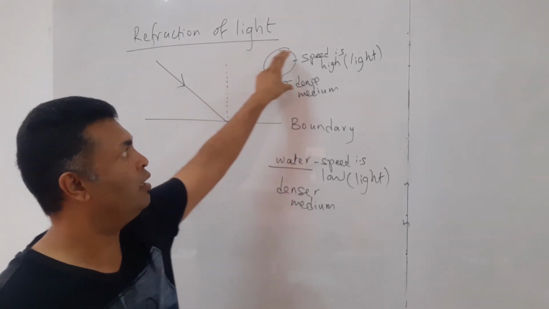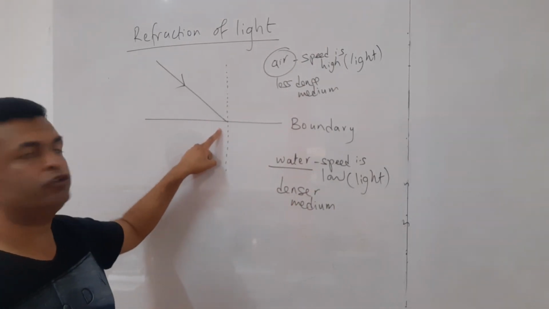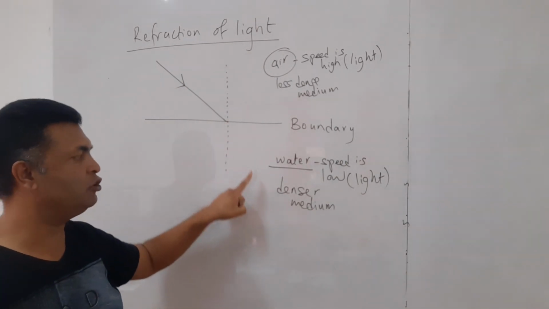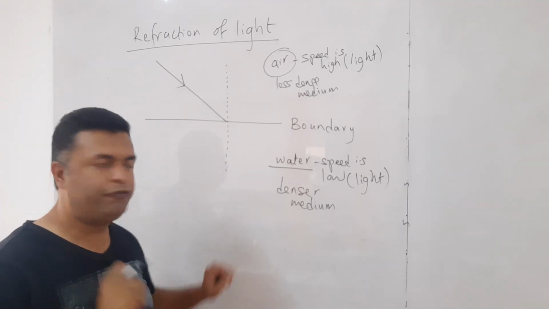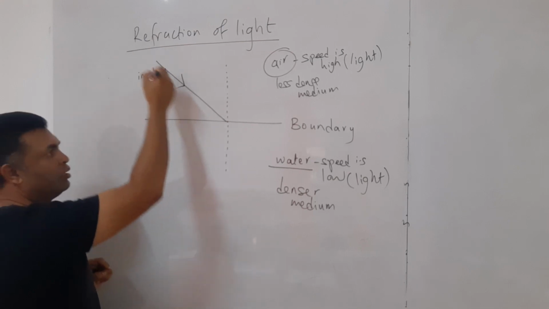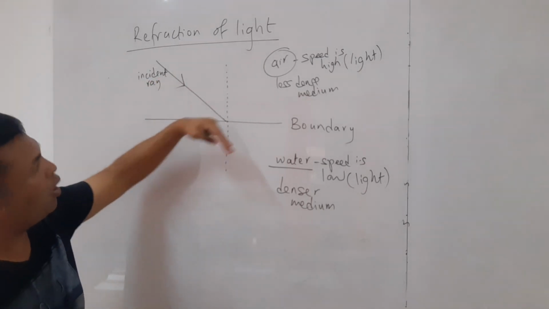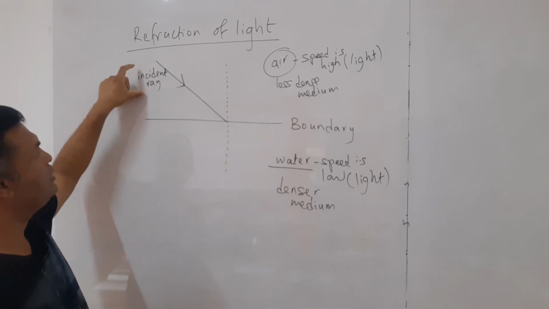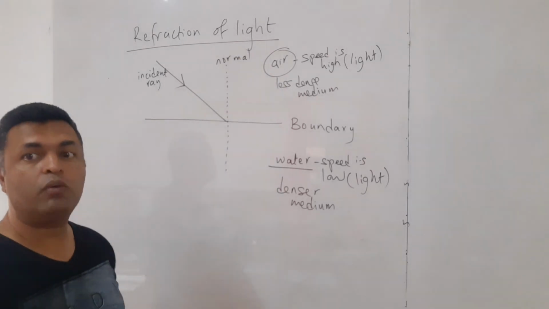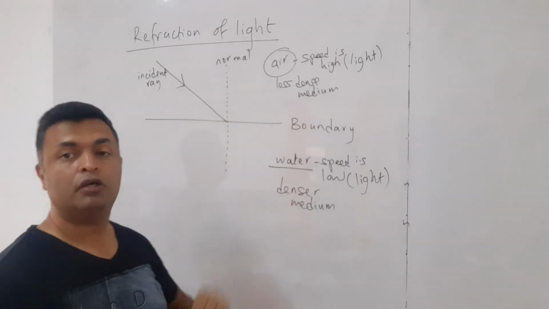You should know that in air, light travels faster than in water. Now, I have a ray of light incident on the boundary here. The light is traveling from air and is incident on the surface of water. Firstly, this is called the incident ray, because the light is coming from air to water and is incident on the boundary. This dotted line is called the normal. Why do we draw the normal in a dotted line? Because this line is imaginary.